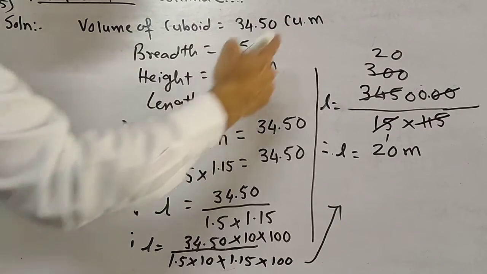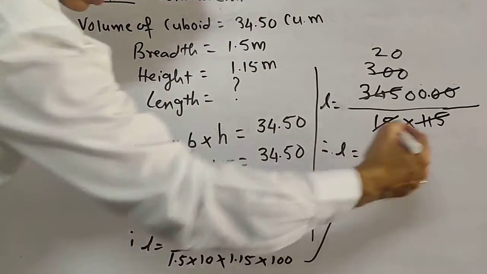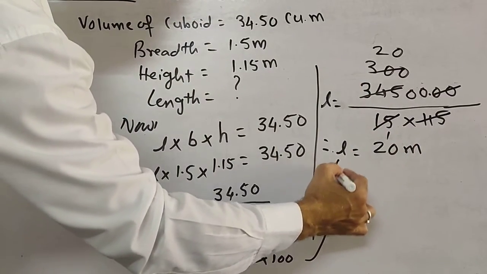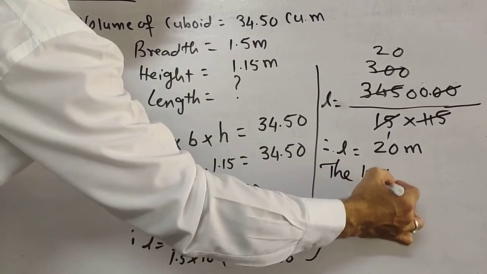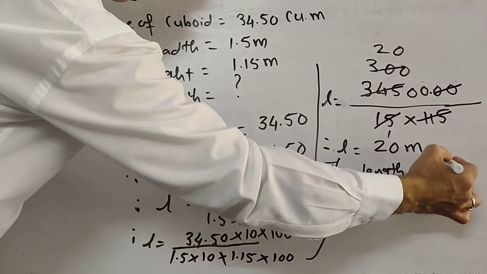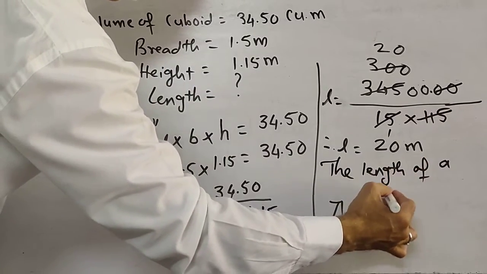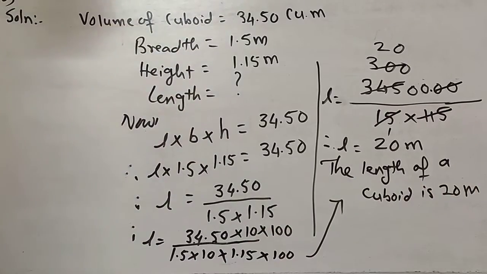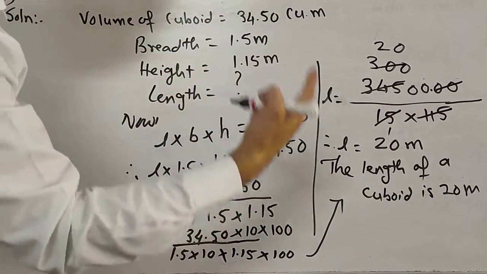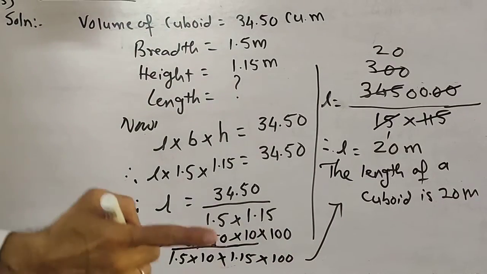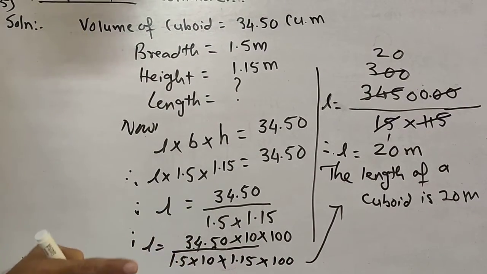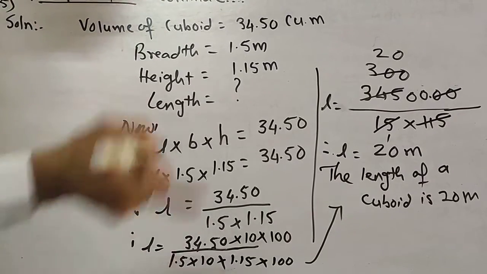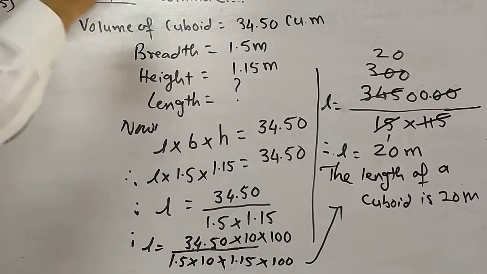Okay, please copy it down. After getting the answer, you have to write the last statement. The length of a cuboid is 20 meter. Every time I will not say that you have to write the last statement. Compulsory you have to write the last statement. In word problems, as I told you in the previous video also, the last statement is compulsory. Please copy it down.